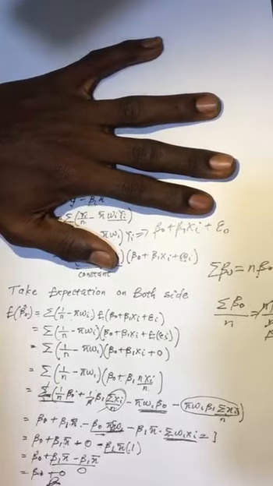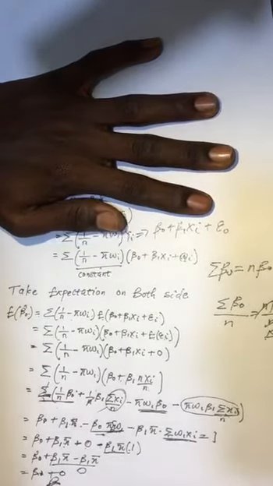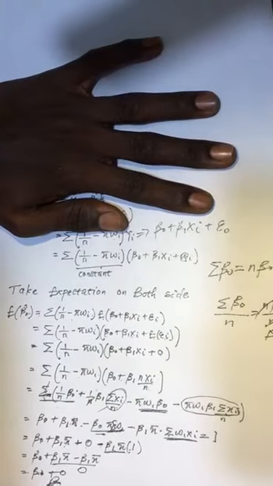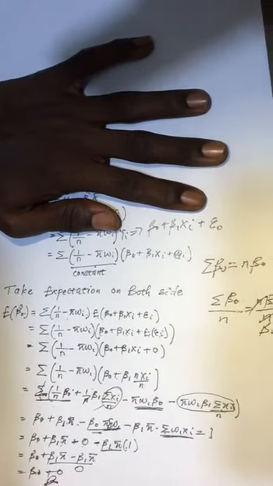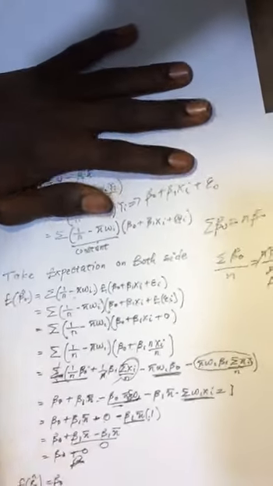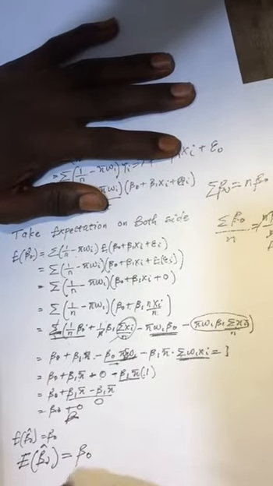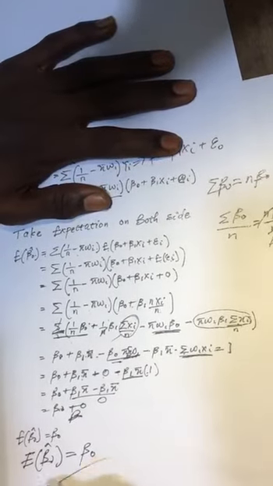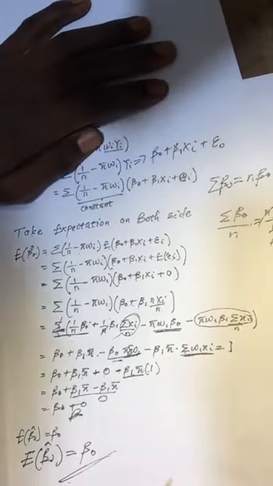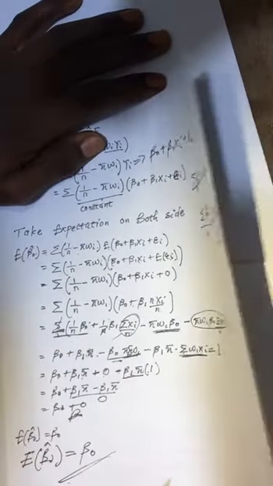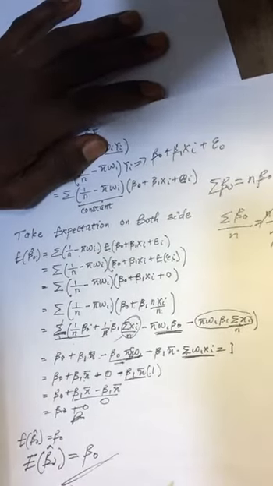Are you getting it? So truly you can also state that our expectation of beta naught hat will give us our true beta 0. So this is the proof for the unbiasedness. So my next video I'll be treating linear.